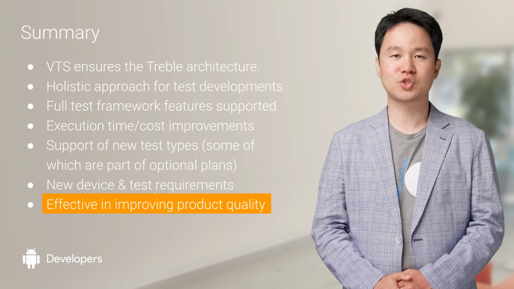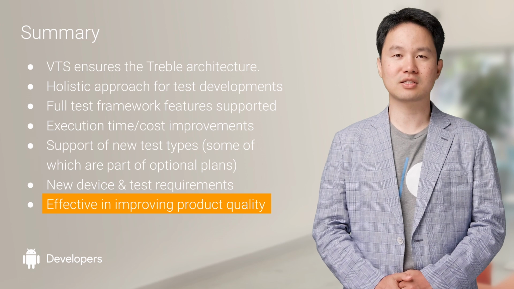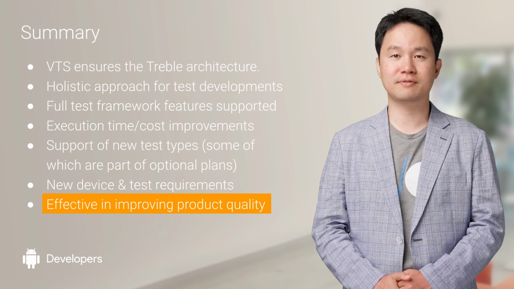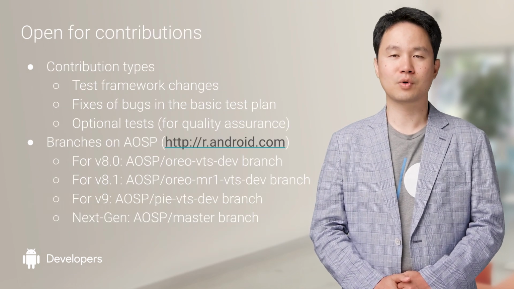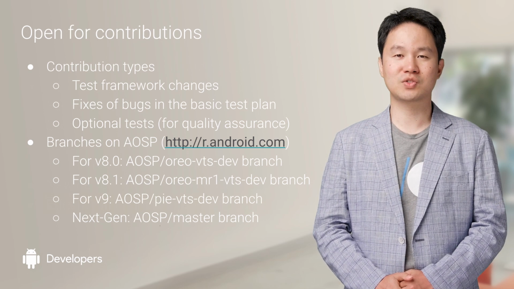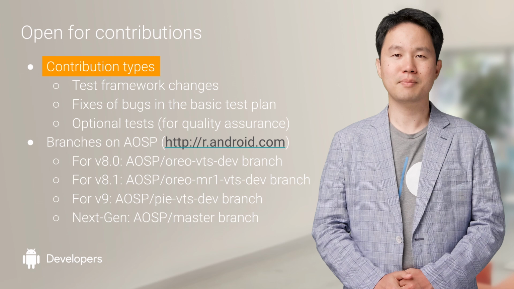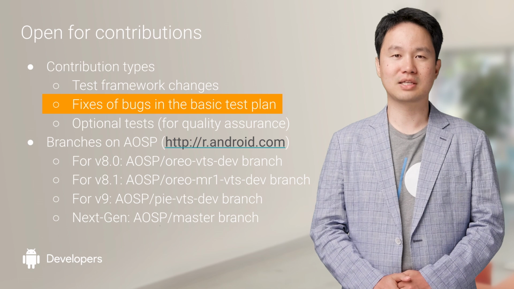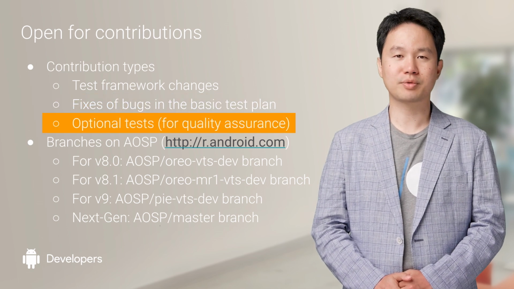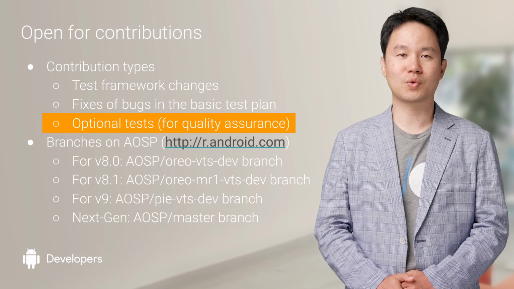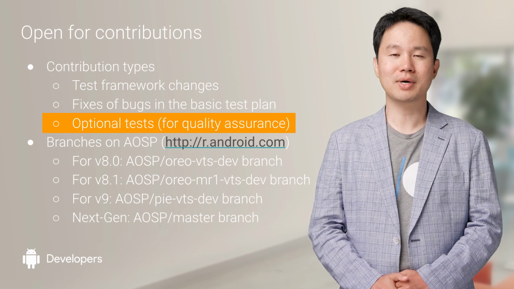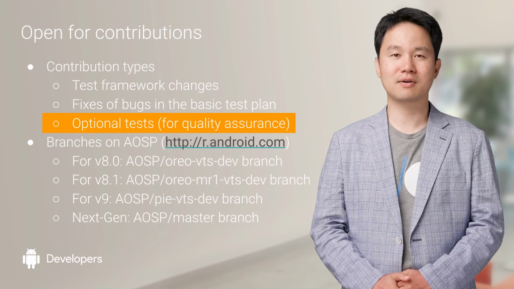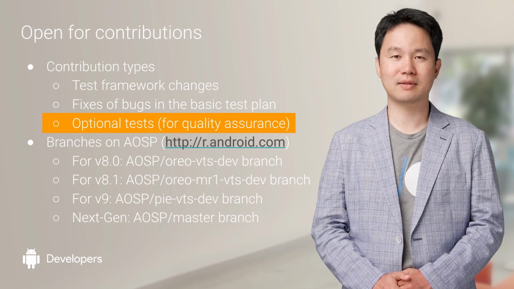Overall, our experience shows that using VTS and its optional test suite, VTS Star, is highly effective in improving the quality of Android devices. Now, we are open for code contributions by anybody in the Android device ecosystem. There can be mainly three types of contributions: test framework, bug fixes of the test in the basic plan, and new optional test, especially if you'd like to upstream your test such that anybody in the Android device ecosystem can run them easily. We'll be happy to take them as part of an existing or new optional test plan.